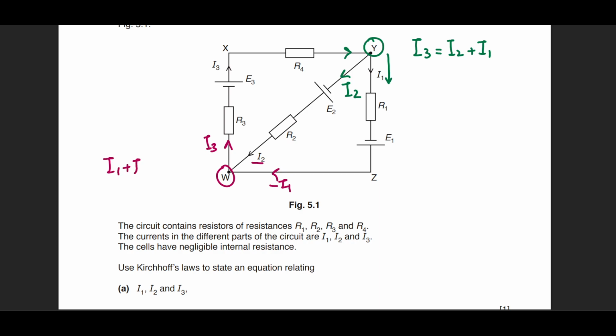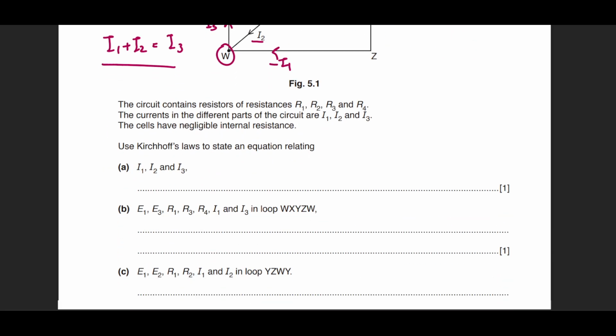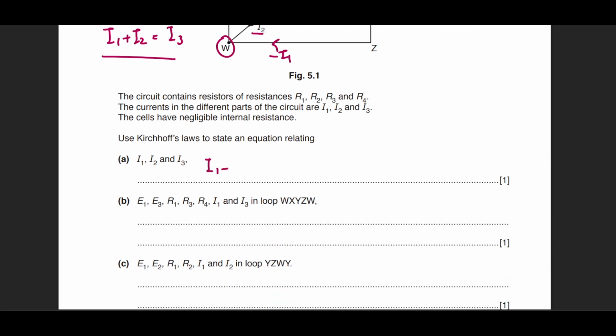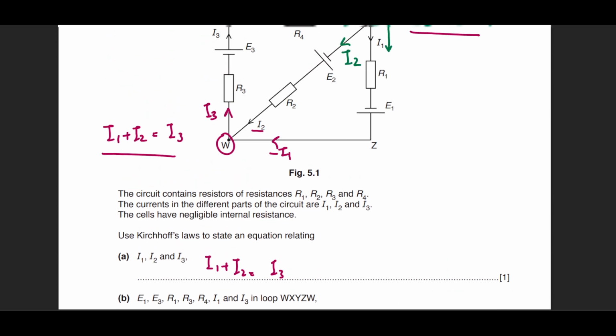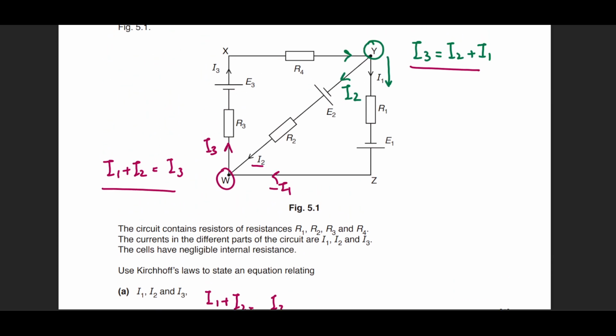So I1 plus I2, sum of the currents entering, equals the sum of the currents leaving, or the traffic leaving the junction. Again, this is just a matter of representation or making the subject of the formula, they're exactly the same. Okay, so I am going to write down I1 plus I2 equals I3. Whatever suits you, it's okay. Don't worry about it. Now let me clear this out because we have to do the second part as well.